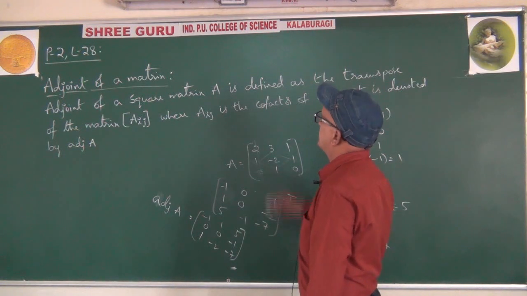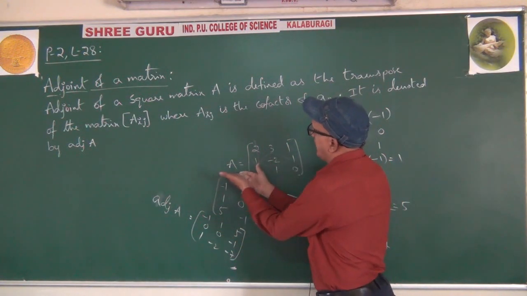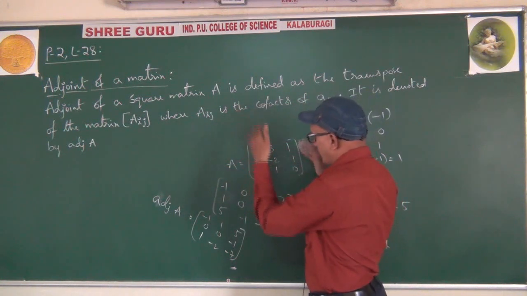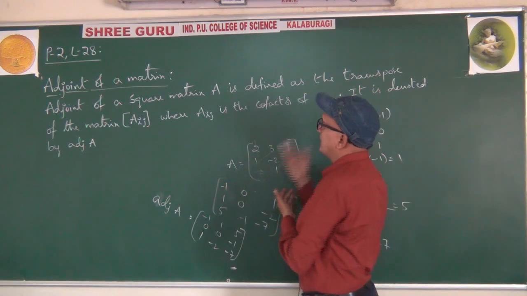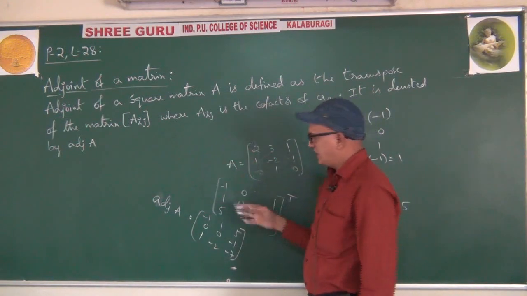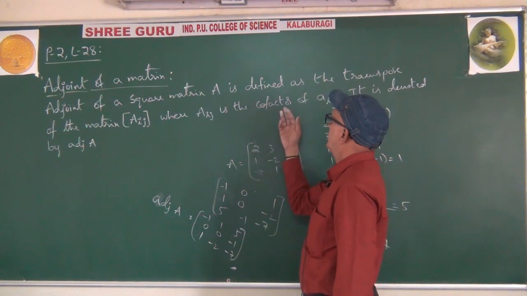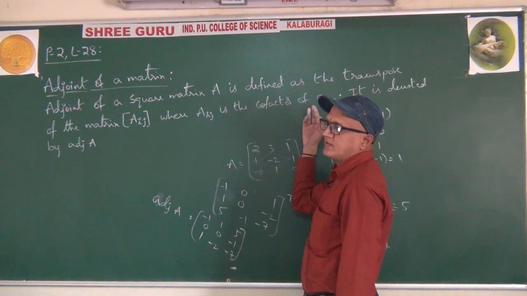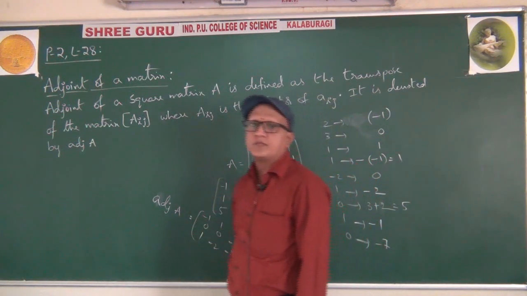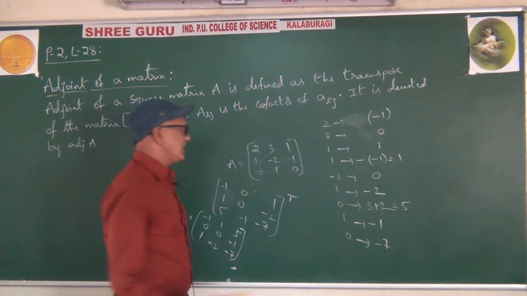Adjoint of a square matrix A is defined as the transpose of which matrix? The matrix of cofactors Aij. What is capital Aij? The cofactor of all the elements. Transpose of this one is called the adjoint of the matrix.